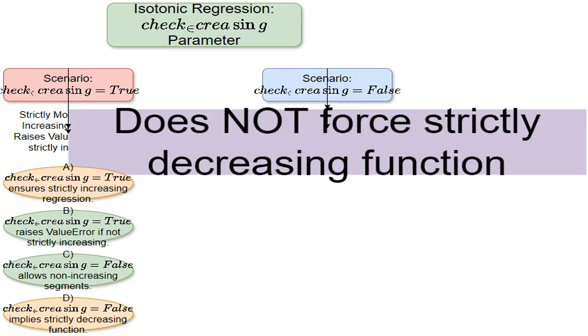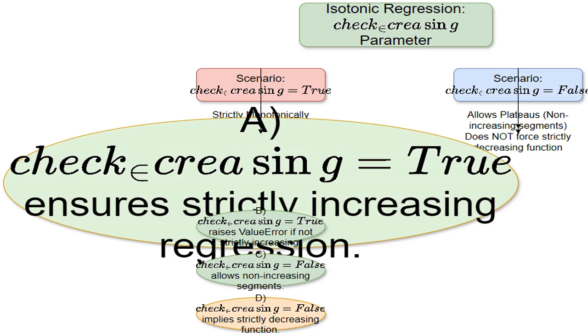Setting `check_increasing` to `false` does not mean the function will decrease. It simply means that decreasing segments are permitted. The function will still be non-decreasing, which means it can have increasing, constant, or flat parts, but it won't force strictly decreasing behavior. This statement is incorrect. `check_increasing` equals `true` doesn't guarantee a strictly increasing function. It only ensures a non-decreasing function, which allows for plateaus.